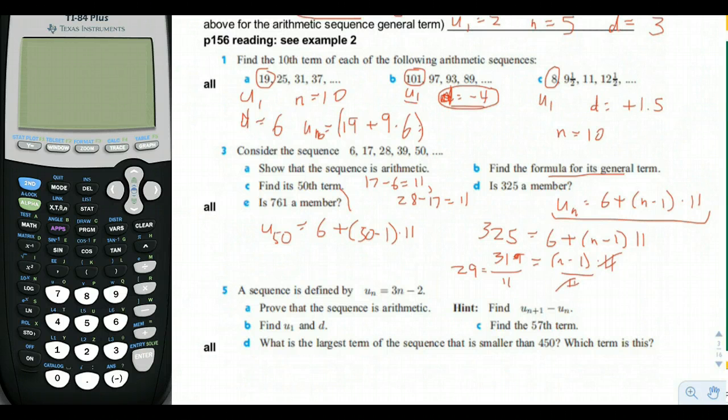So yeah, 325 is a member of this sequence. It's the 30th member, in fact. N equals 30, right? Is 761 a member? And so you just do the same thing. You do 761 equals 6 plus n minus 1 times 11, and then you do the algebra and figure out if n is a whole number or not. If it's a whole number, then yes, it is a member.